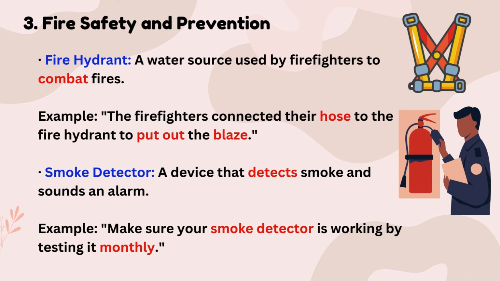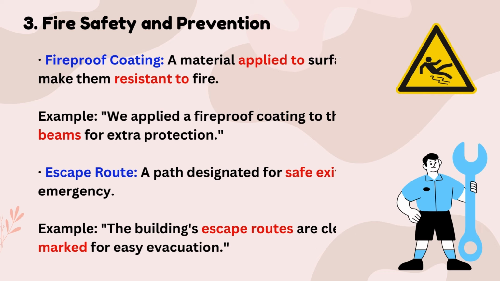Smoke detector: a device that detects smoke and sounds an alarm. Example: make sure your smoke detector is working by testing it monthly. Fireproof coating: a material applied to surfaces to make them resistant to fire. Example: we applied a fireproof coating to the steel beams for extra protection.